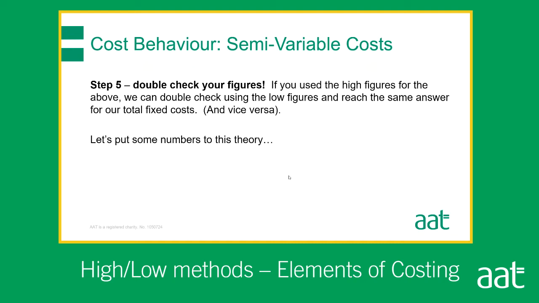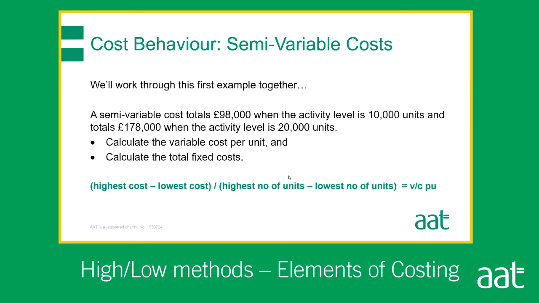As I say, let's put some numbers to this theory, and this will hopefully all start to make a little bit more sense. So we'll work through this first example together. We have a semi-variable cost that totals £98,000 when the activity level is 10,000 units, and £178,000 when the activity level is 20,000 units. We need to calculate the variable cost per unit and then calculate the total fixed cost.